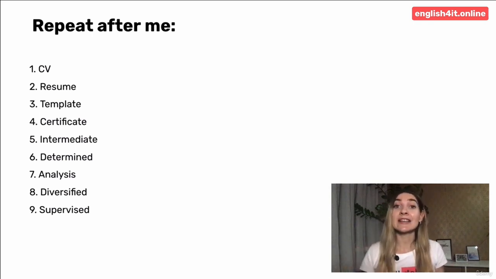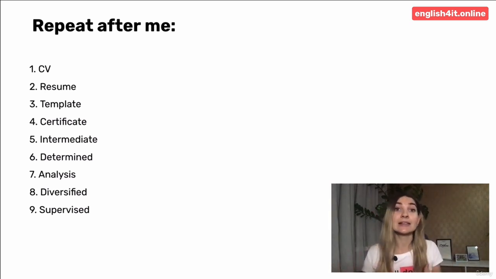The next word is template. Here I would like you to focus on the last syllable. It's at, template. Many people mispronounce it. They say template, but it's incorrect.